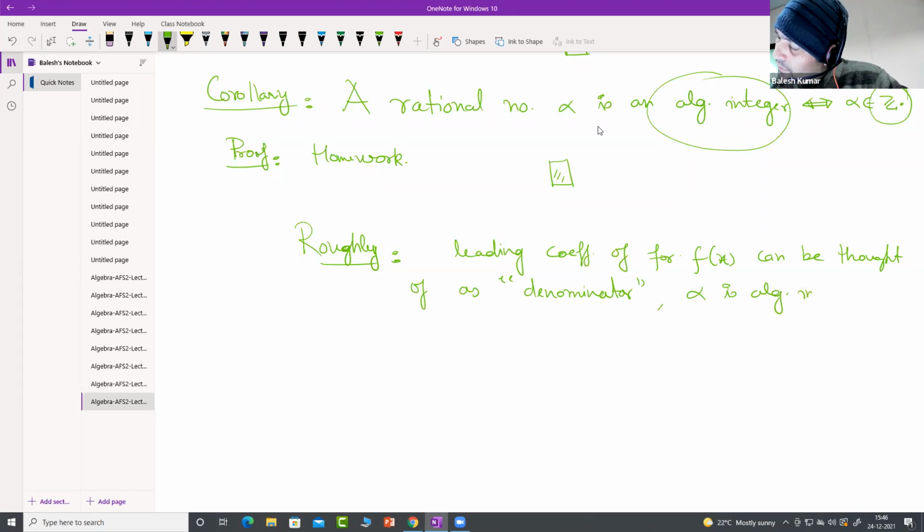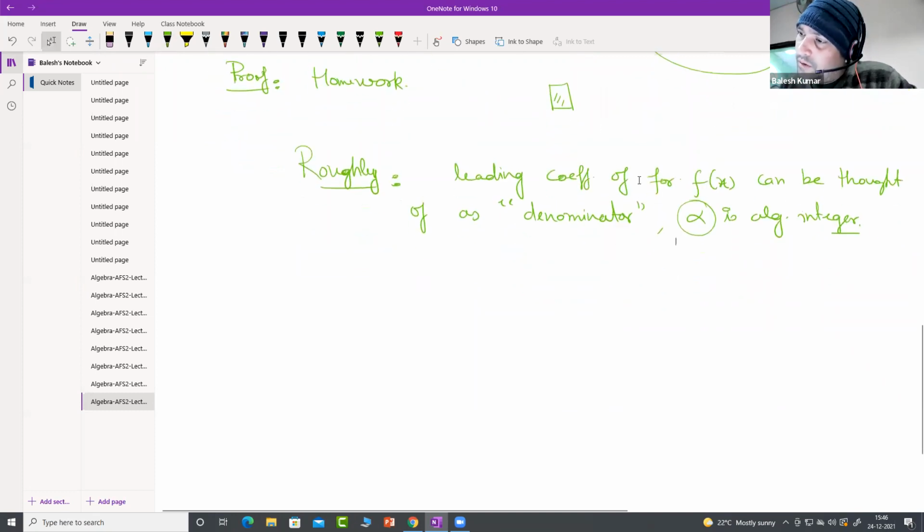If alpha is an algebraic integer, then roughly the leading coefficient being 1 means that there is no denominator for this algebraic integer. But it is not completely true. This is not precisely true. We will see certain examples, but philosophically or conceptually, it does actually the same thing.